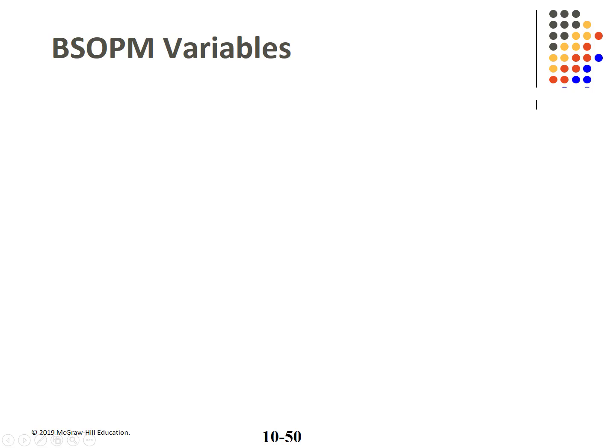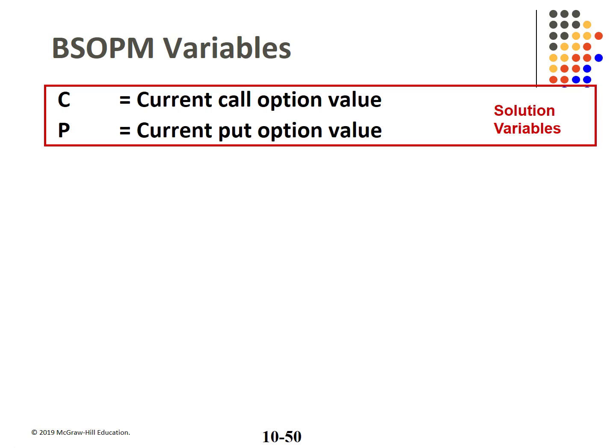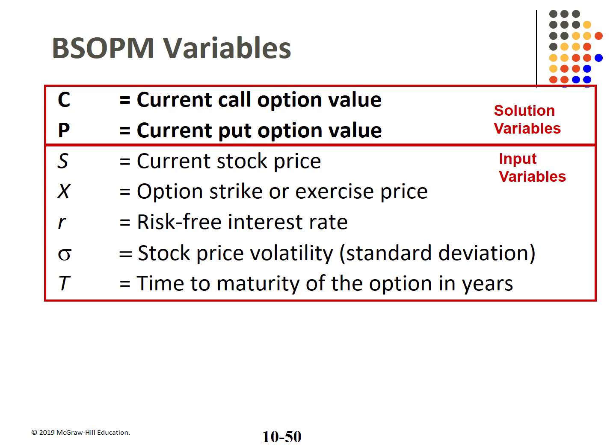Looking again at the variables used in the formula. The first two are the solution variables, what we're solving for. C is the call option value, P is the put option value. We looked at these input variables on a previous slide. Note that the volatility is of the price of the underlying stock.